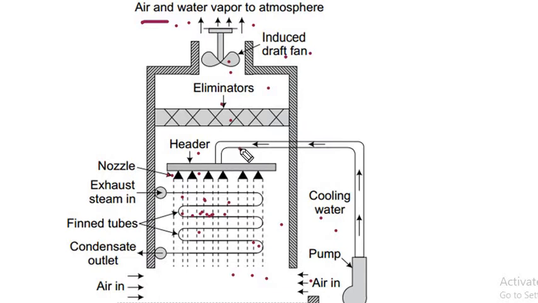So heat exchange takes place, and it finally condenses the steam, and it will come out from this side. When the steam enters, it exchanges heat with the water and air, and finally it condenses into liquid and exits in this portion. Okay, this is the main function of this evaporative condenser.